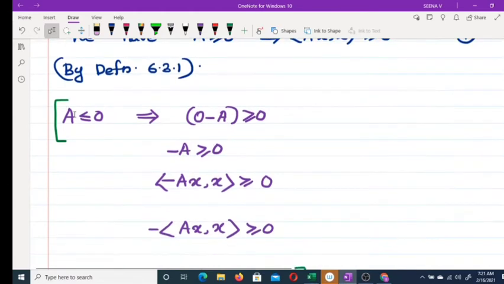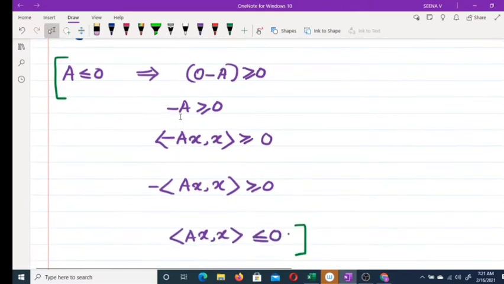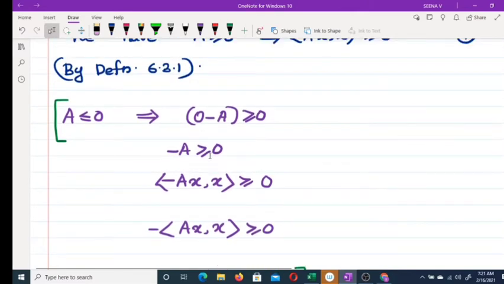Suppose A less than or equal to 0. What is the meaning of that? A less than or equal to 0. This implies you can write minus A greater than or equal to 0.